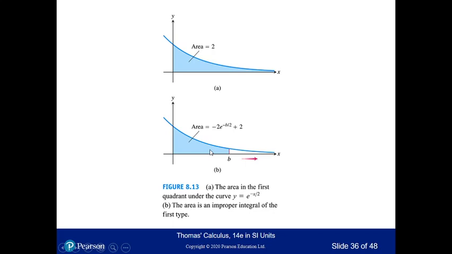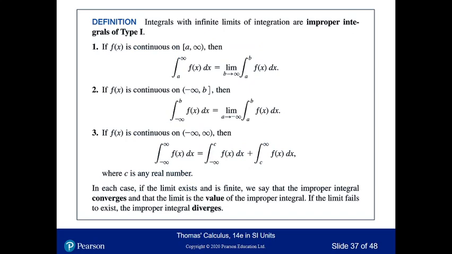But in order to get this area, what we do is we just fix a point B and calculate this region, and we let B go to infinity and take the limit of that expression, and we get the area like that. These types of integrals are called improper integrals.